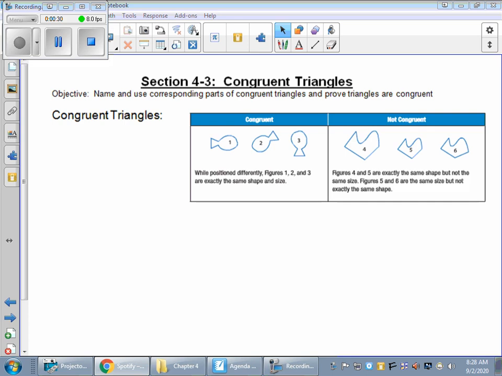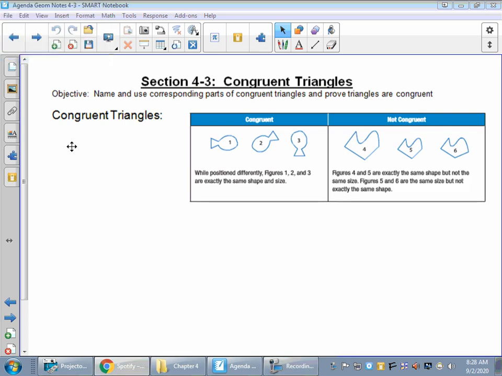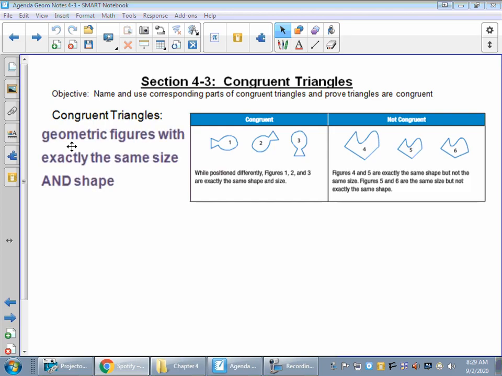Geometry 4-3, congruent triangles. All right, so today we're going to name and use corresponding parts of congruent triangles, and then we're going to be able to prove that those triangles are congruent. So first, let's talk about congruent triangles.